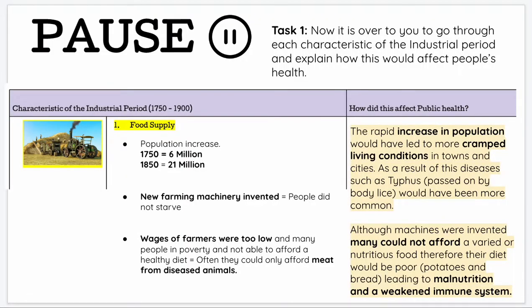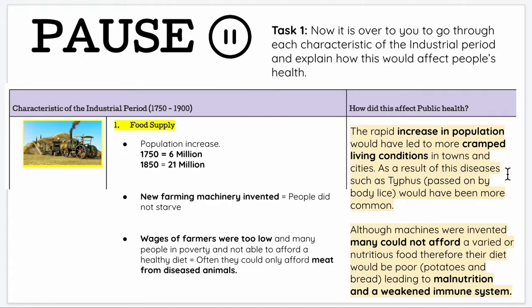So on your sheet now, you're going to pause this video and you should have notes for every different characteristic of the industrial period. What you're going to do now is think about how this characteristic affects people's health. So how did the food supply affect people's health? I've given you an example here, and I've put the rapid increase in population would have led to more cramped living conditions in towns and cities.